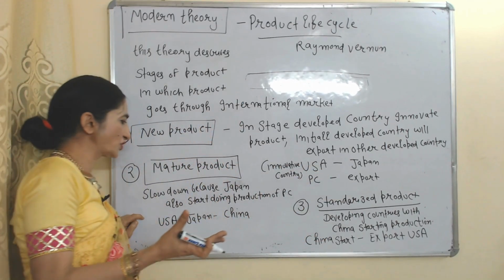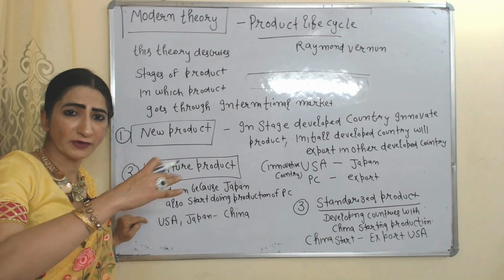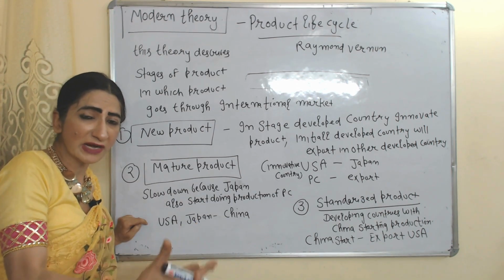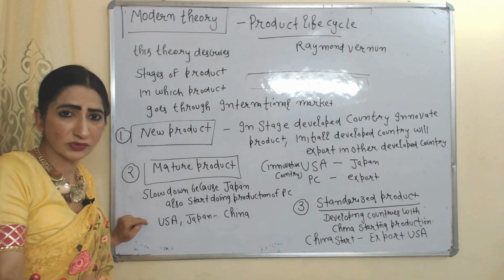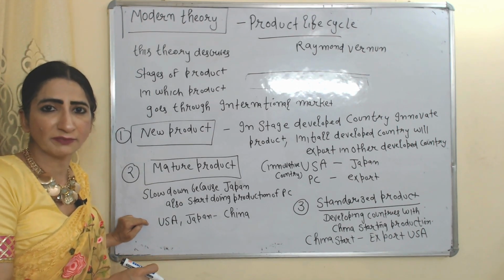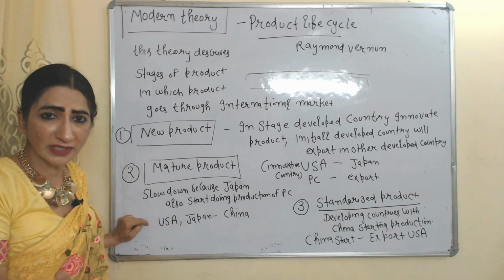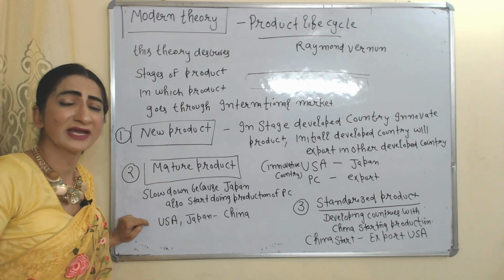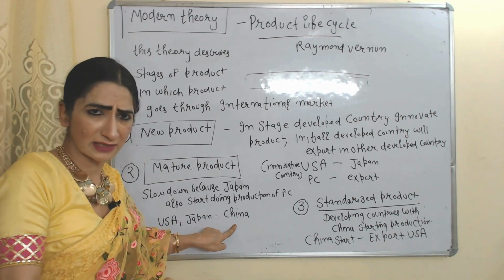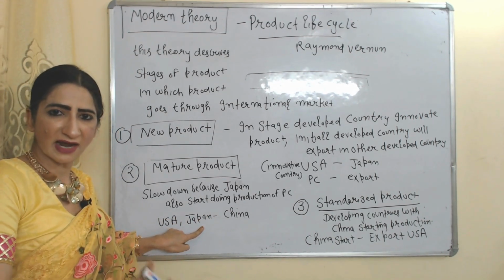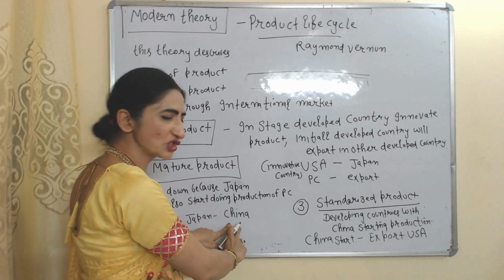Second stage is mature product. Now sale of innovative country will fall because now other developed countries like Japan also start production of personal computers. As competition increases, prices fall. That means now product becomes affordable. That's why developing countries like China can also afford this product. That's why USA and Japan start exporting personal computers to China.